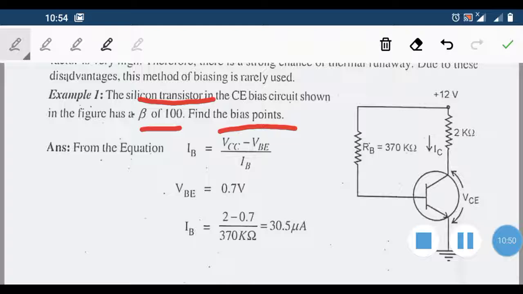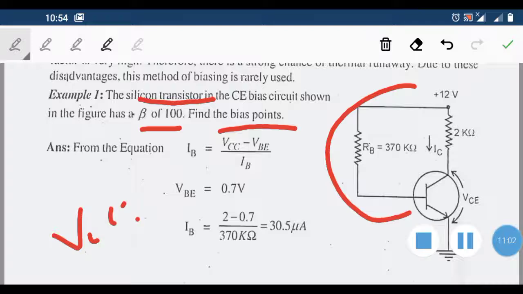So you can write the equations. First equation, considering this loop. There is no need for by-hearting this equation. You can write like this: VCC is equal to IB into RB plus VBE.